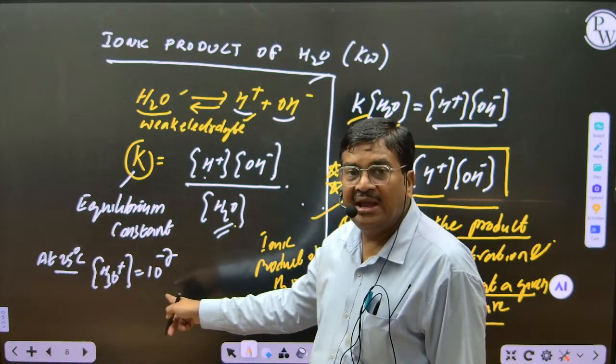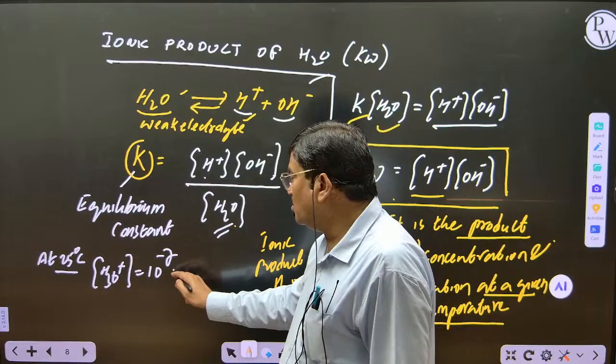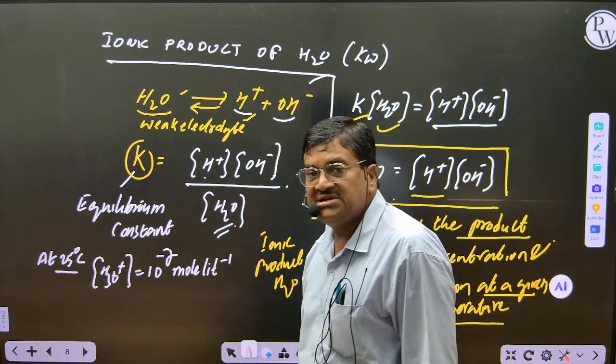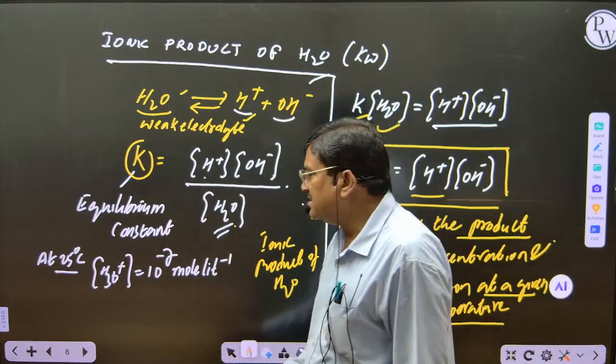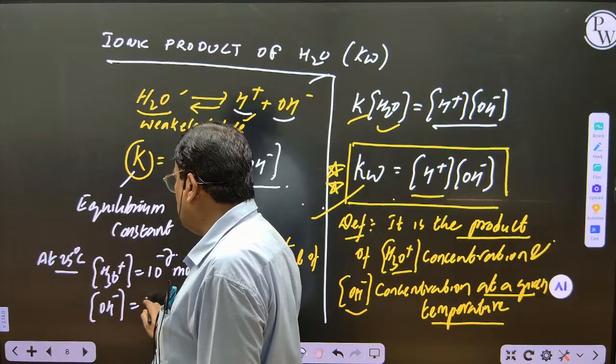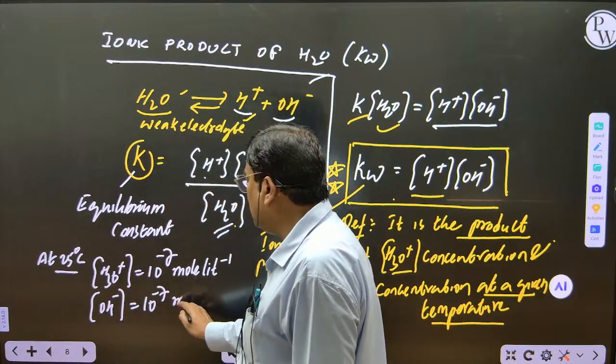You are familiar, molarity. This is expressed in mole per liter. Mole per liter we write. Concentration of hydronium ion is 10 power minus 7. And in the same way, hydroxyl ion concentration will also be 10 power minus 7 mole per liter.